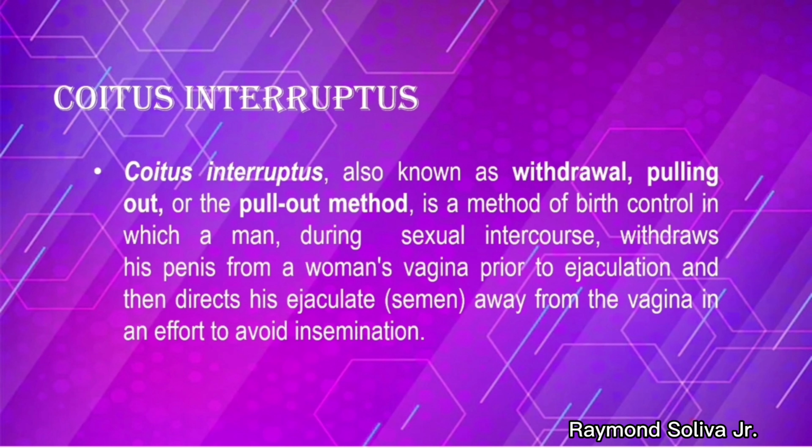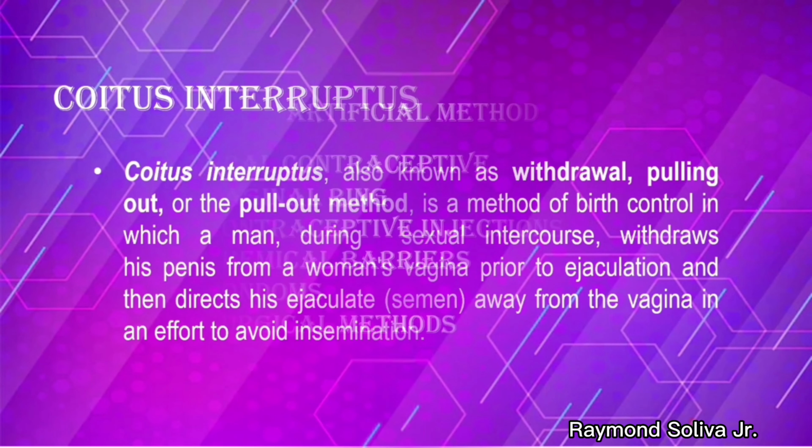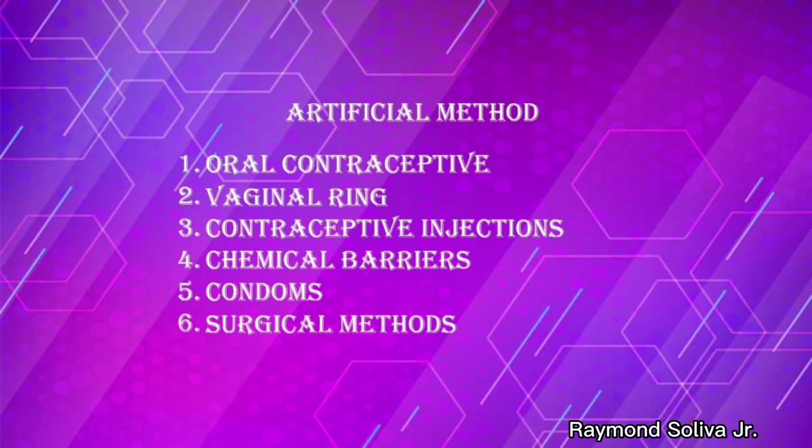In this process naman daw, when the man is about to ejaculate, he immediately takes it away to avoid insemination. Ano nga ba yung insemination? Insemination is to introduce semen into the genital tract of a female. The next method I will present is the artificial method.